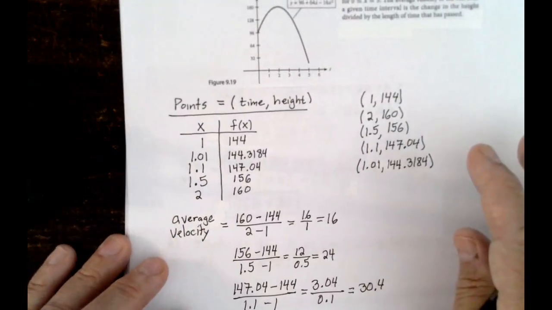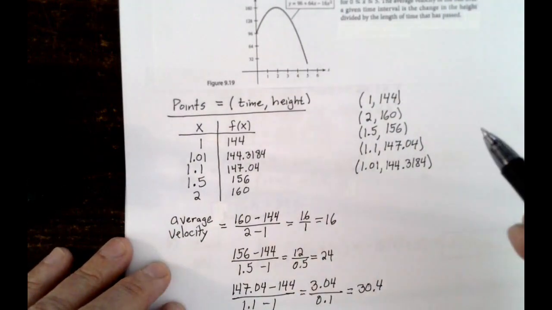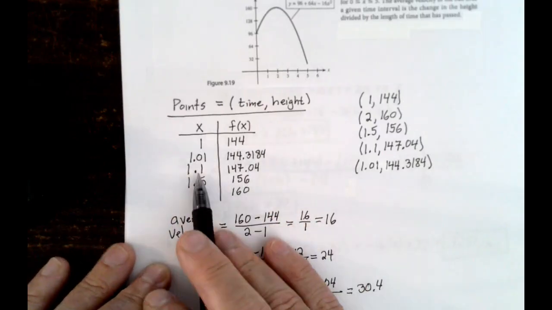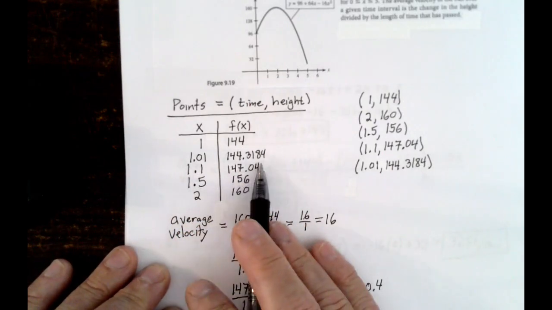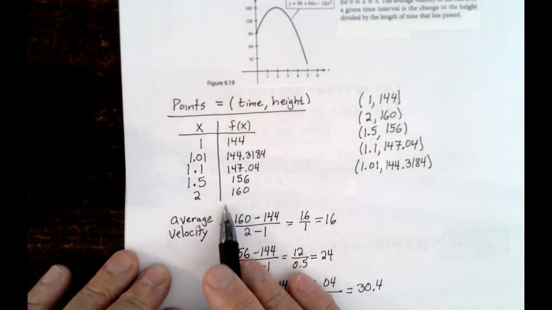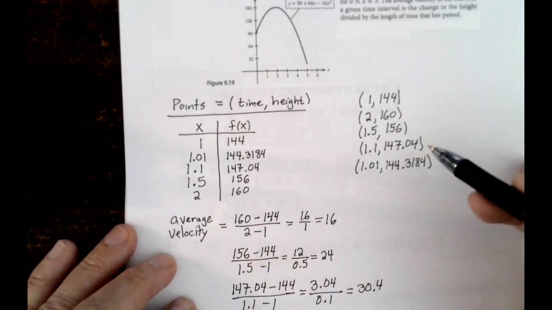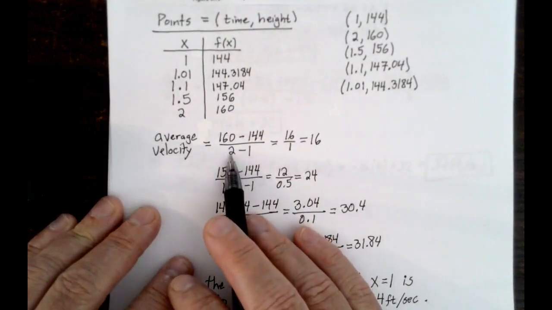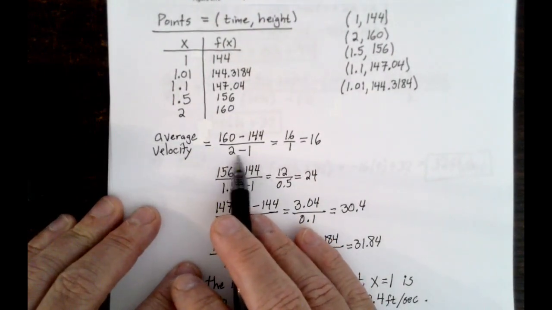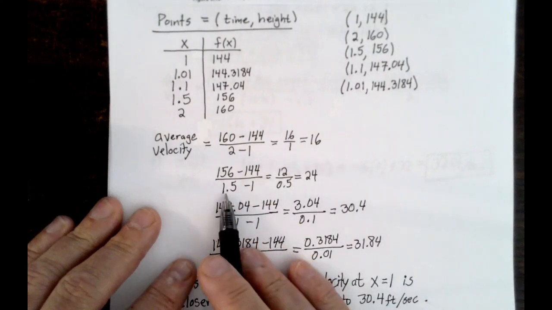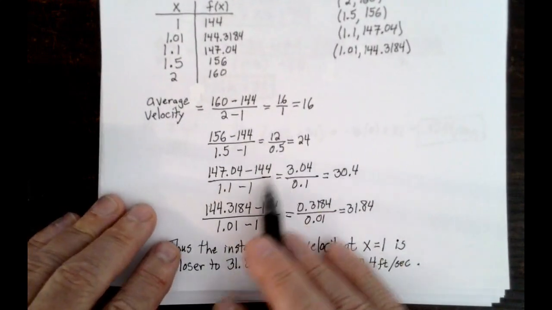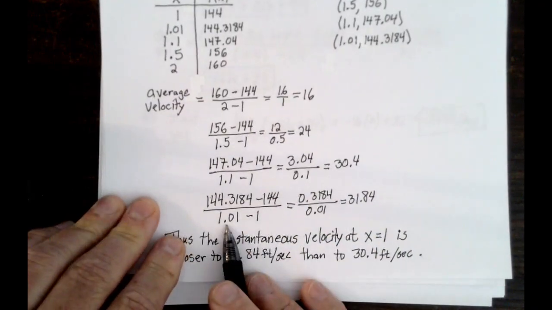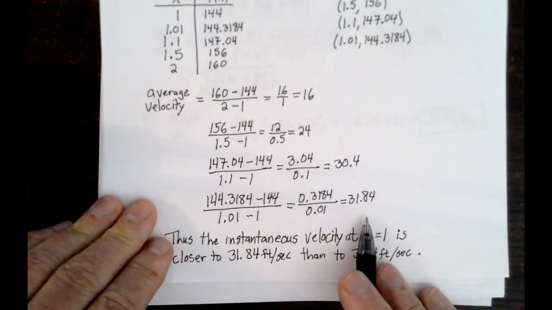So if you want to look at some velocities, you can look at 1 second, it's 144. At 1.01, it's 144.3184, and so on, all the way down here. So you've got your 5 different points here. So we can do the average velocity. Starting from 1 to 2, we get 16. And then from 1 to 1.5, we get 24. And then 1 to 1.1, we get 30.4. And 1 to 1.01, we get 31.84.